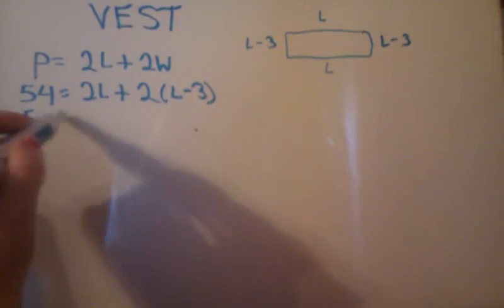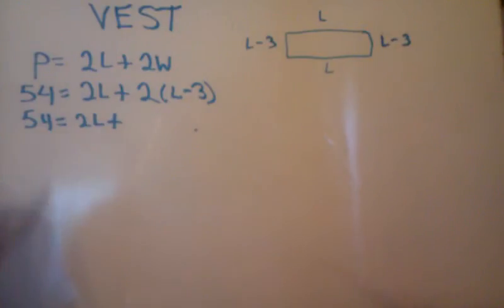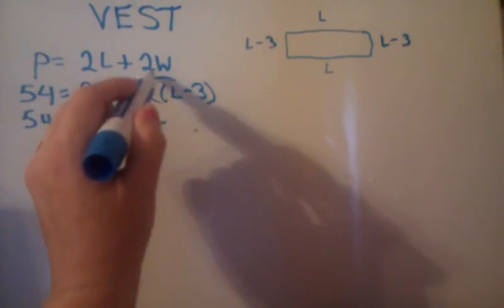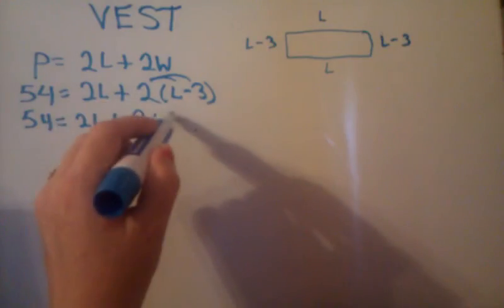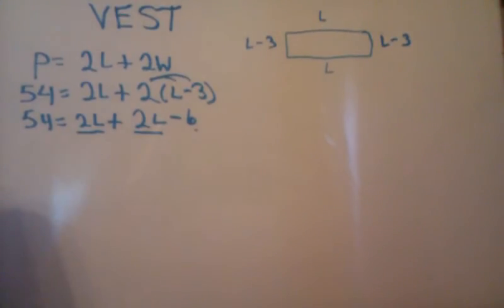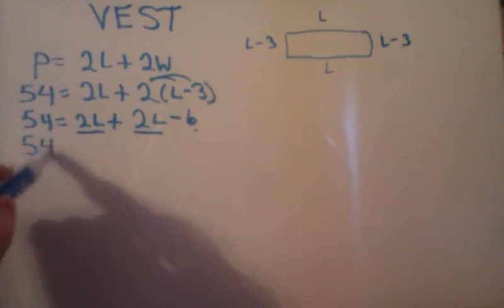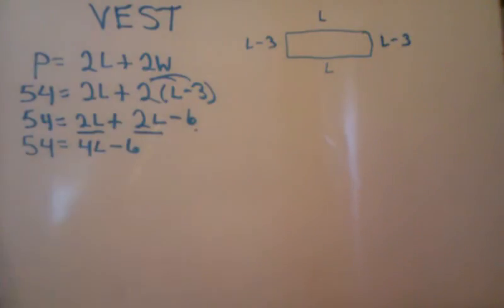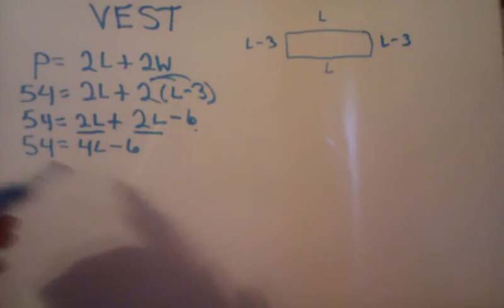54 equals 2 times L plus, I have to get rid of the parentheses. I hope by now we remember to distribute: 2L. My signs are different, so it's negative. 2 times 3 is 6. Okay, these two are like terms, so I can combine those. So I have 54 equals 2 plus 2 is 4L minus 6. Okay, I combined like terms.